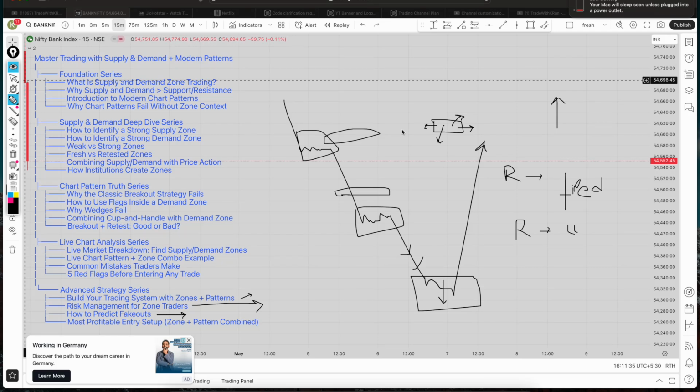So this will be a really interesting journey for both of us, or all of us. And I hope you'll be there with me from the foundation series to this advanced strategy series. And let's learn together, let's grow together, and let's see each other becoming a really good profitable trader in future. Thank you so much.